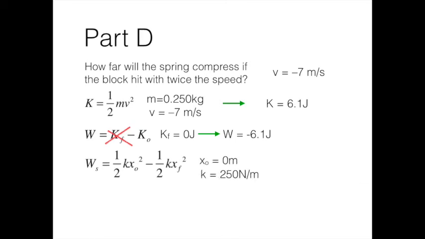Now, for this equation down here for the spring, we can say that x naught is 0 because the top of the spring hasn't been displaced yet. The k is 250 newtons per meter. And we're going to use the work that we found in the last equation and put it in for the work here. So the work is negative 6.1 joules. That leaves us with just the final x to find. Since the initial x is 0, we can cross that out. We don't need to solve for any of that. And once you plug all that into the equation, you'll get the final x is 0.22 meters.